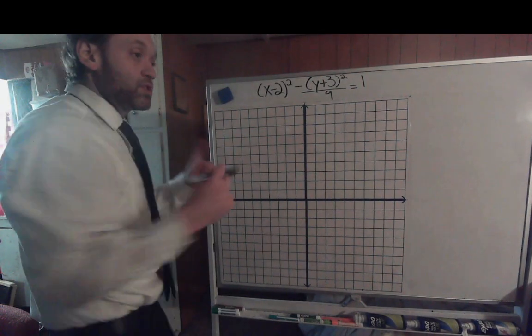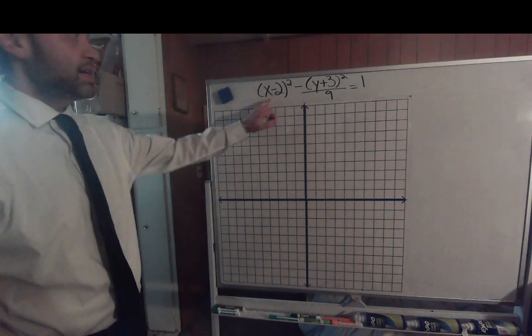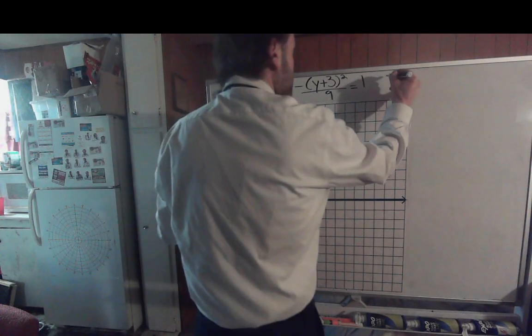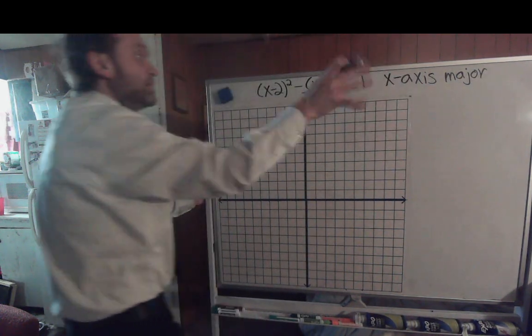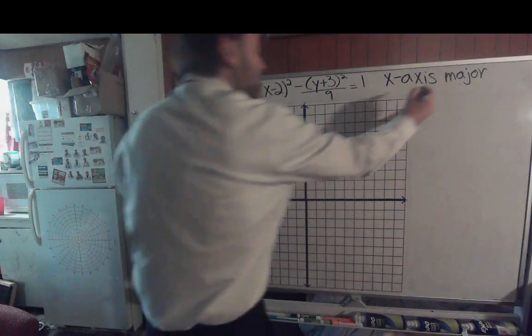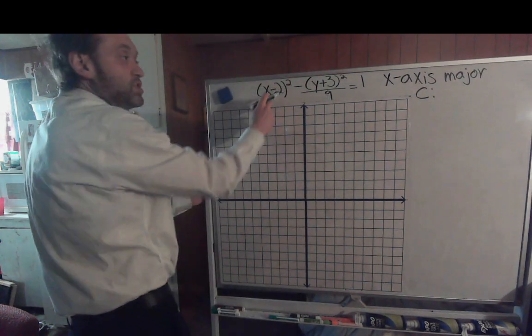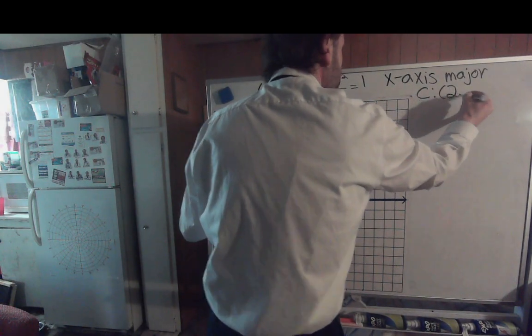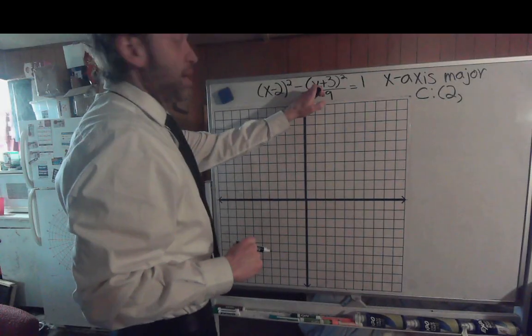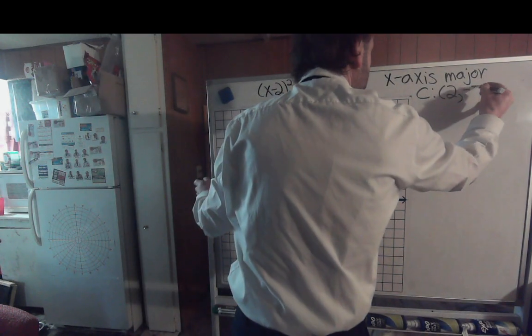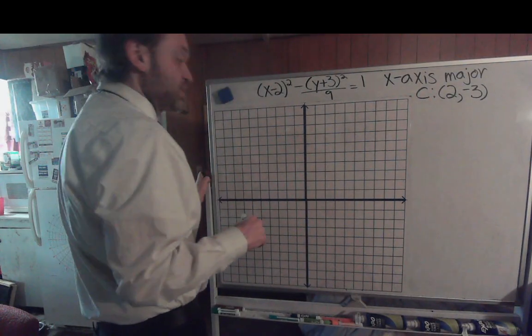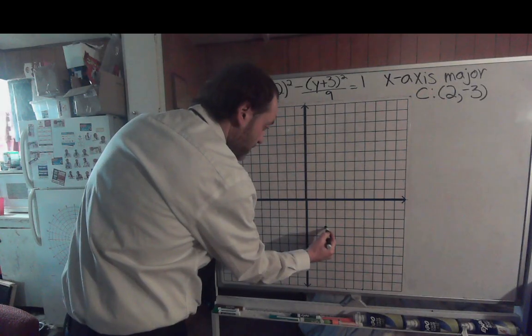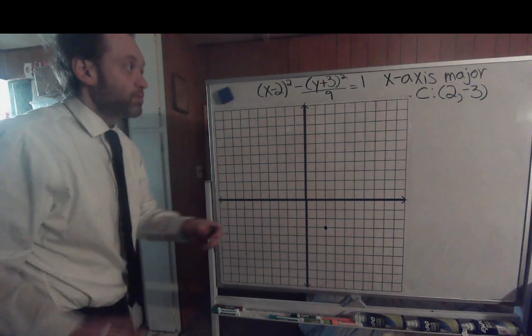Now we can go through and identify everything. So first, which axis is the major axis? Well, the x variable comes first, so this time the x-axis is the major axis. So that means this hyperbola will have x-axis symmetry. So we've identified the major axis. Now what's the center? So to get the x-coordinate, set that x minus 2 equal to 0. You would get the x-coordinate as 2. To get the y-coordinate, set that y plus 3 equal to 0. You get the y-coordinate to be negative 3. So your center is at 2, negative 3, which would be right here. So there is your center at 2, -3.